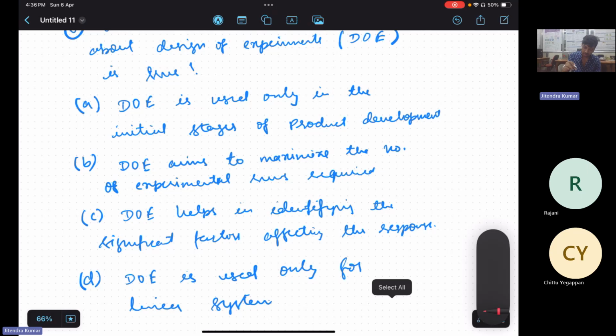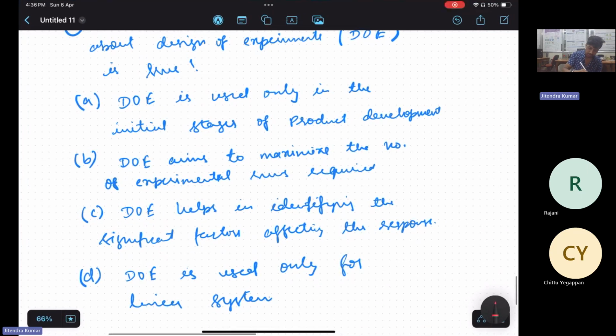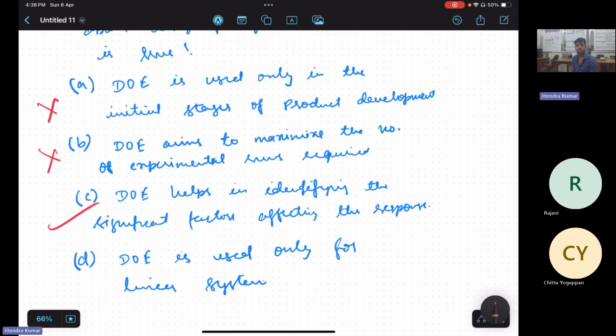Now, what about the last option? It's only used for linear systems. Is it correct? Because response surface methods and all optimization-based systems are non-linear. So if it is working for only linear systems, then what is the point of using it, right?